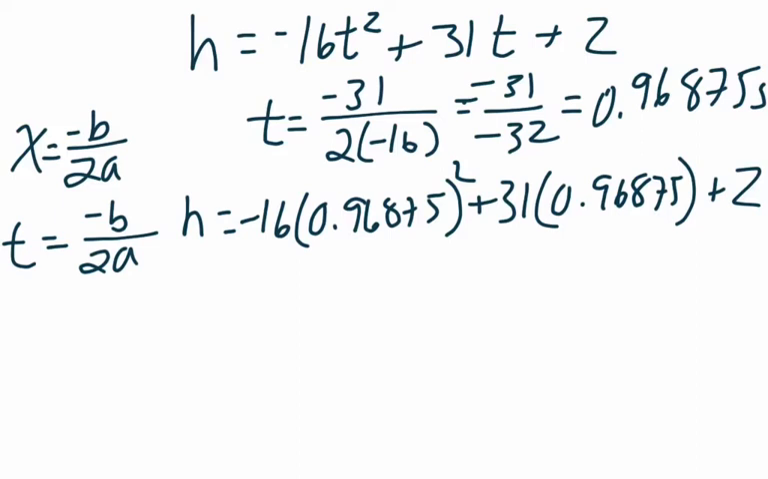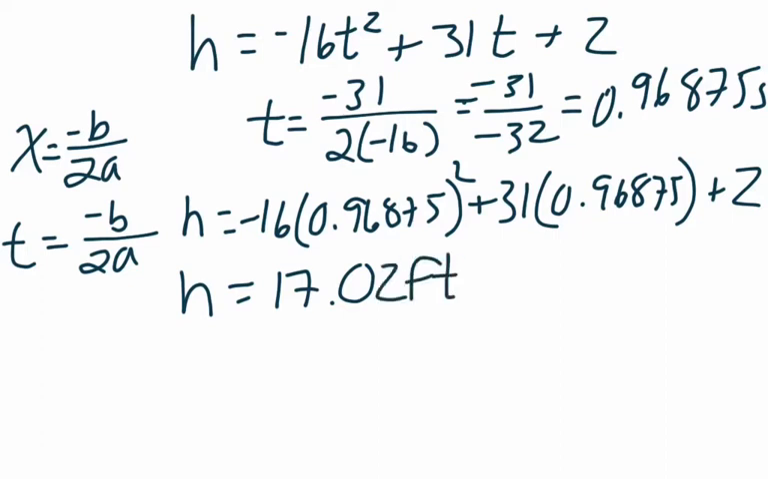I'm literally doing that right now because I don't have the answer in front of me. Make sure that you get your order of operations correct, so you're not multiplying before you, no, I can't talk and enter stuff in because I just did it wrong. 0.96875, there we go. Plus 2. And I get a height of 17.02 feet.